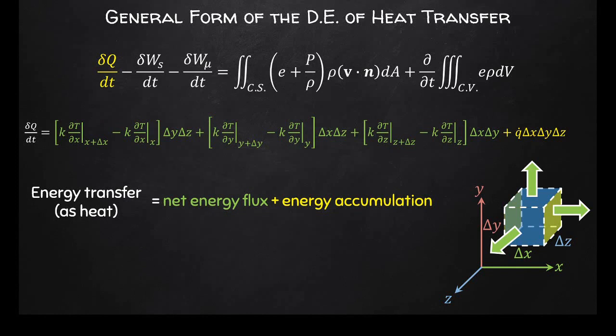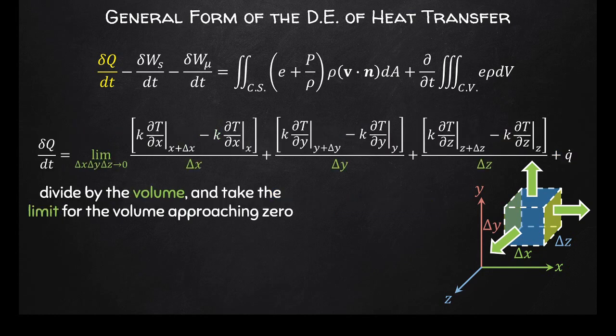Note that the derivation in the textbook first deals with all other terms first before simplifying, but for simplicity, we will complete each simplification term by term. The overall simplification is performed by dividing the entire equation by the elemental volume of delta x, delta y, and delta z, and then taking the limit as the control volume approaches 0. Here, I only show this done for the first term and the accumulation term.